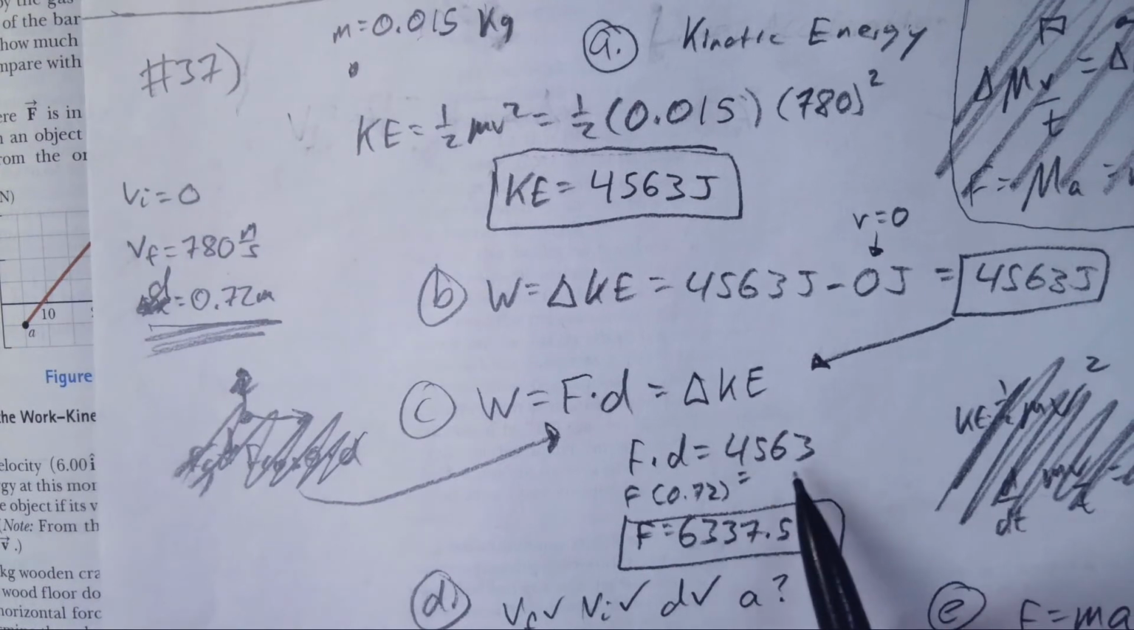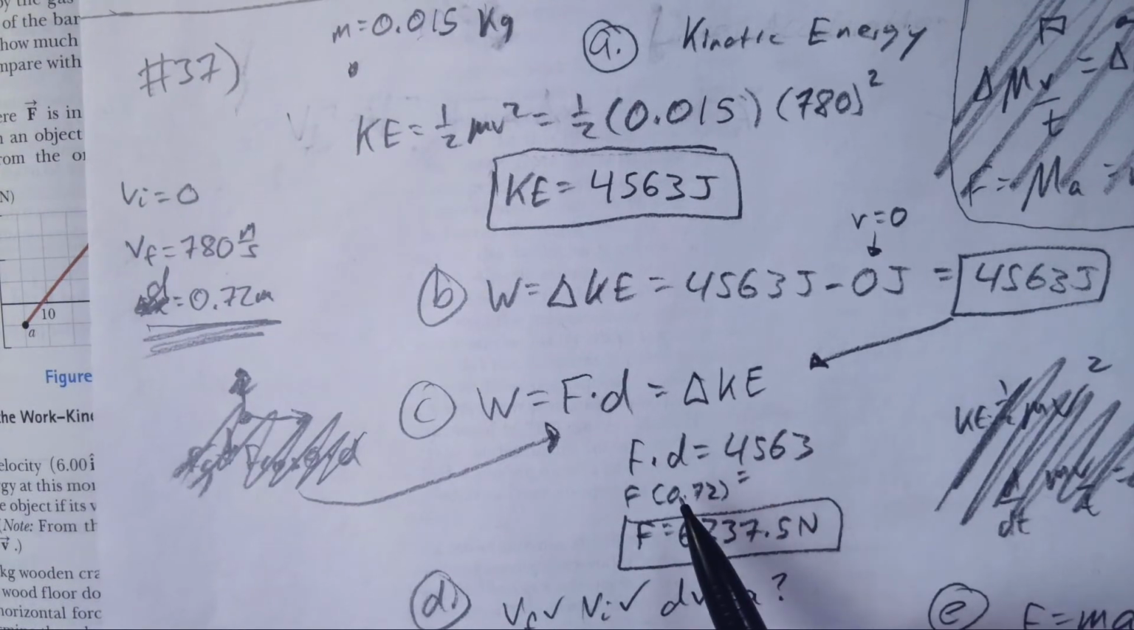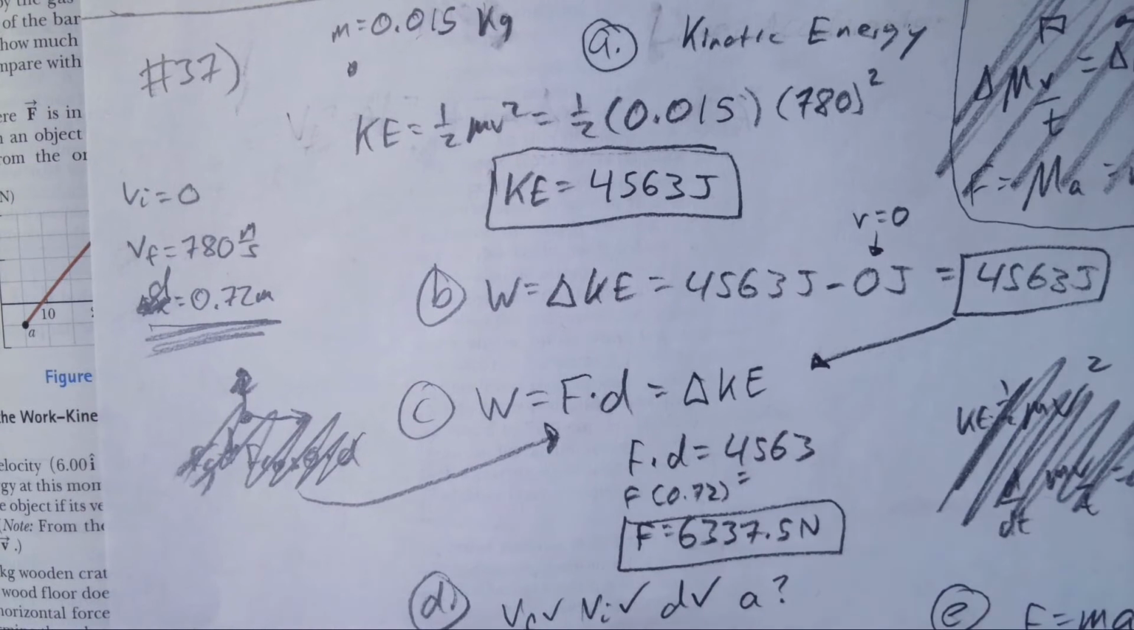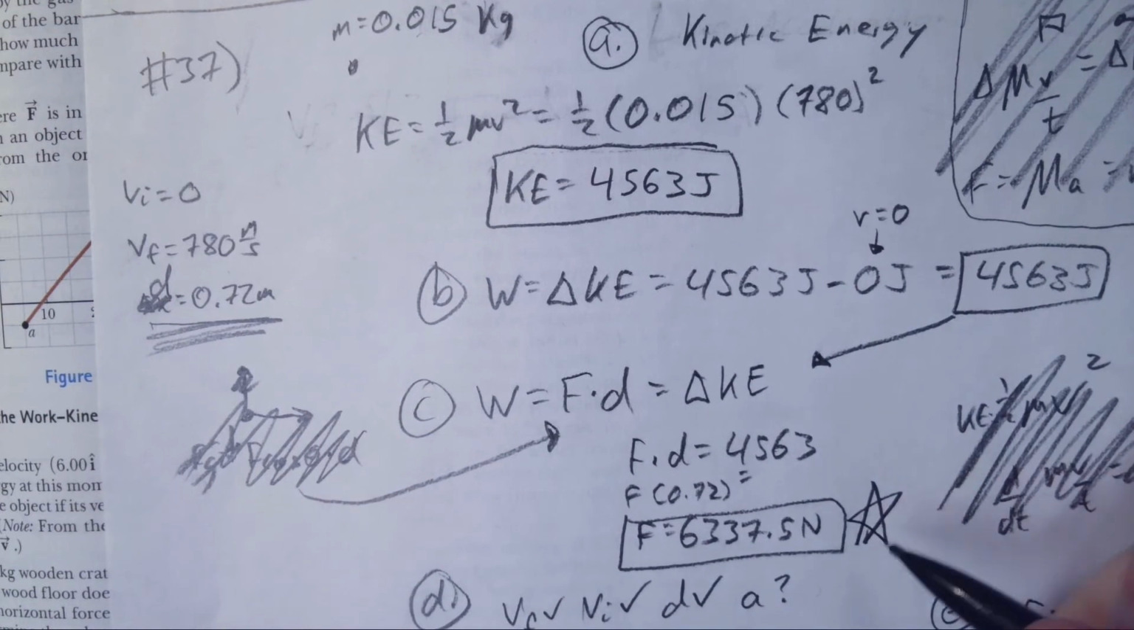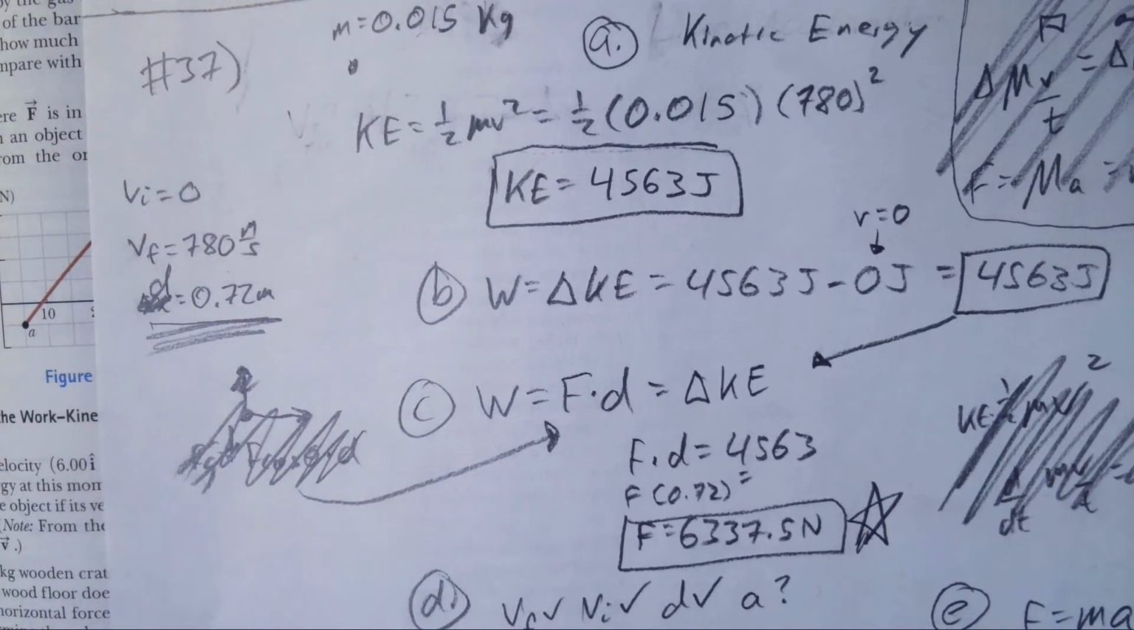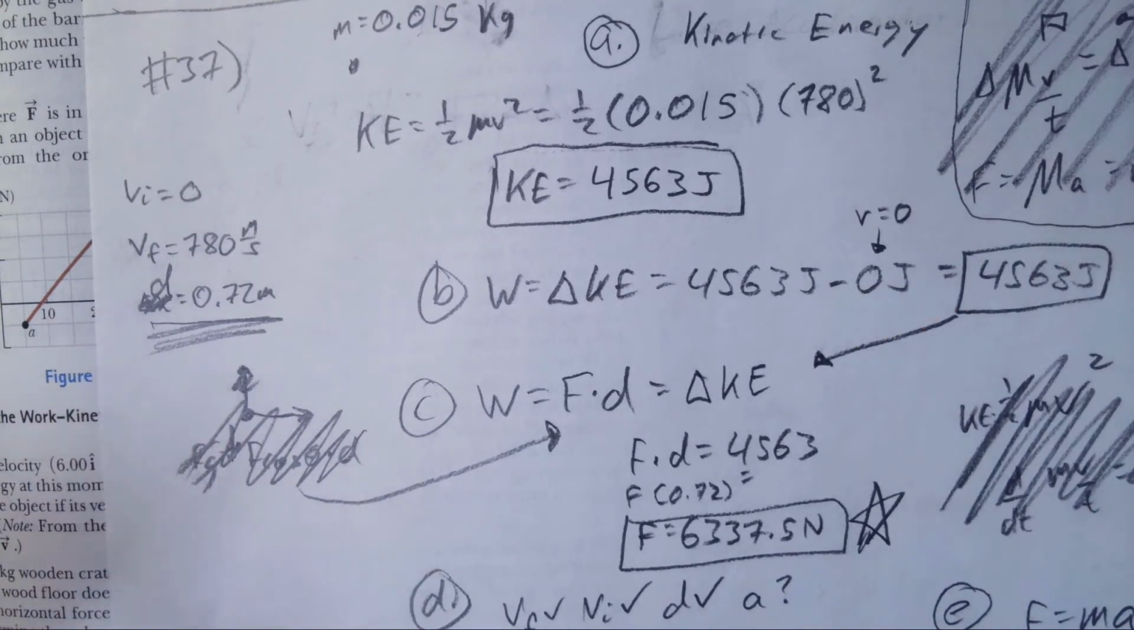So 4,563 divided by 0.72 is 6,337.5 newtons. This is very important because that's what you're going to compare it to. So that was doing it all with energy. This might have been hinted at by your teacher that there are multiple ways of solving this, and sometimes it's easier to solve it using energy, while sometimes it's easier using acceleration.